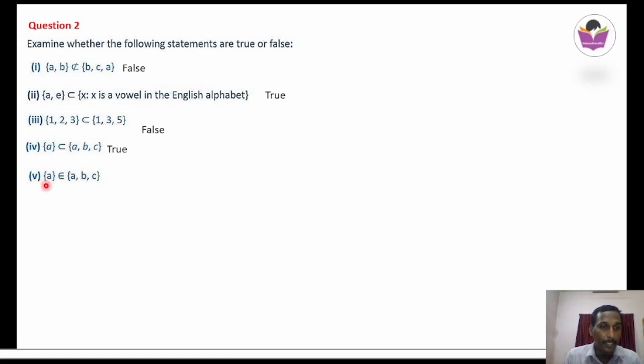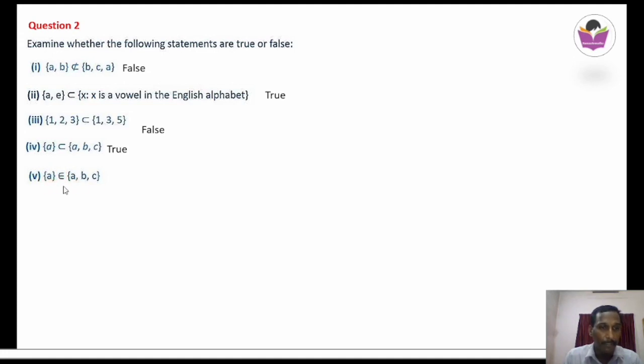So set of A means it is a particular set being mentioned. But here, if you want to check an element, it can be individual elements like A, B, C. No set notation should be there. So A, B, C are individual elements, but here the entire set is mentioned, set of A. So this is not an element of set of ABC.